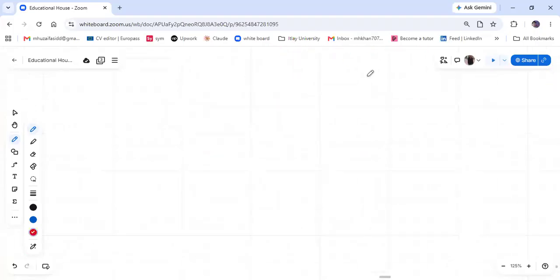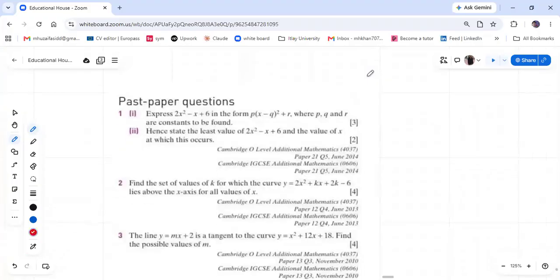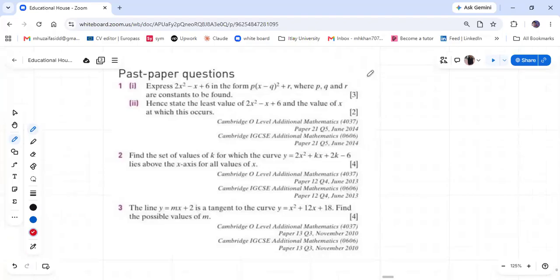Yes, sir. Okay. Now this is our practice past paper question. Express the equation 2(x squared minus x plus 6) in the form p into (x minus q) whole squared plus r, where p, q, and r are the constants to be found.